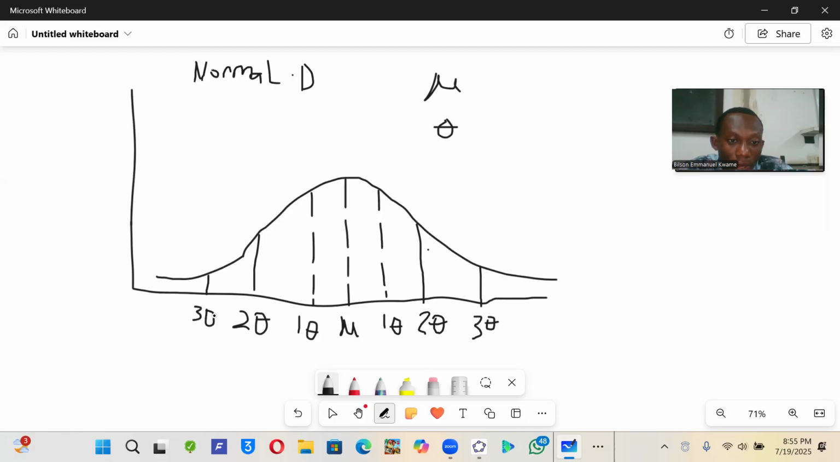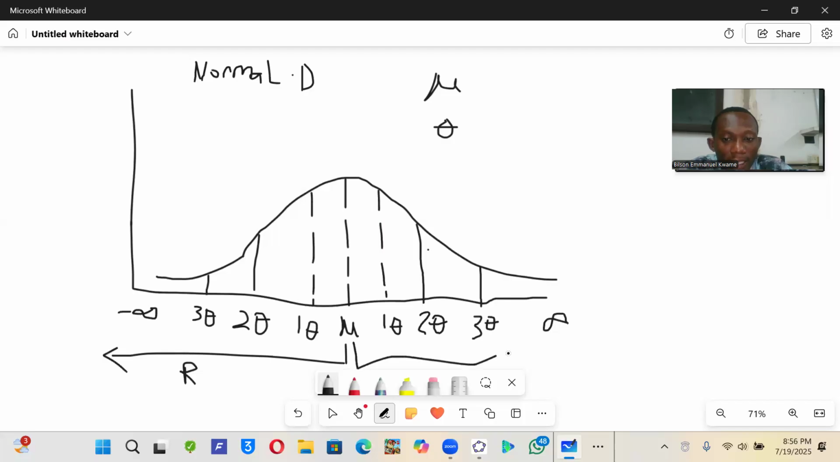But this is one thing that we have to know: when we are moving to the left, we are reaching negative infinity. When we are moving to the right, we are reaching positive infinity, right? So from the mean, the left-hand side is reducing. Let's use R for reducing. Then from the mean to the right-hand side is increasing. Do you get it? Let's use I for increasing.